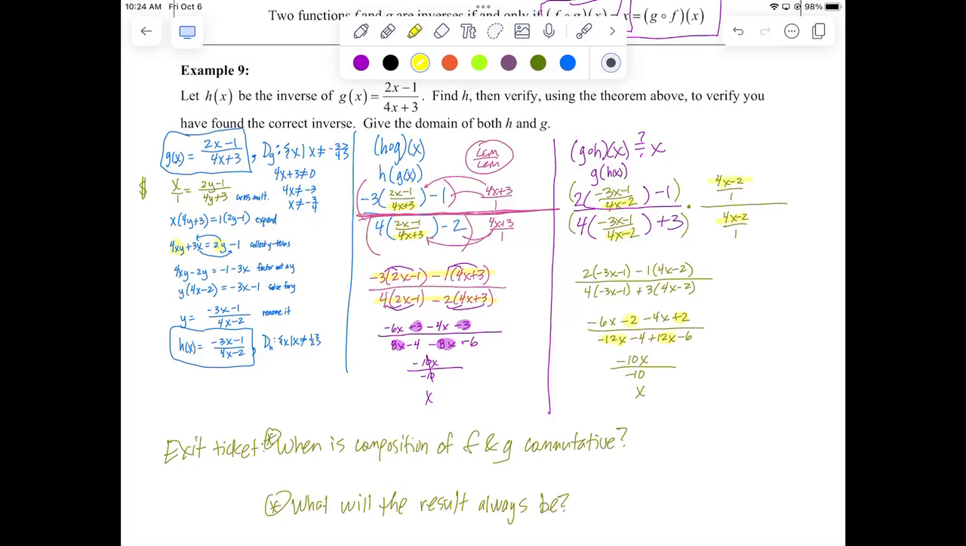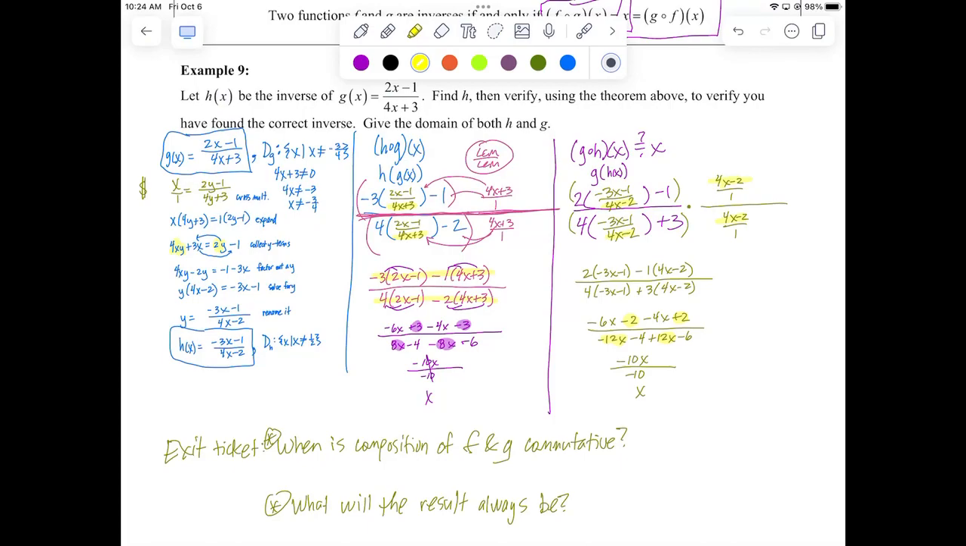Okay, walking you through the composition. You got g on the outside. g is 2x minus 1 over 4x plus 3. So in place of x, I put the open receptacles first. And then in place of there, I put h of x, which is this monstrosity right here, negative 3x minus 1 over 4x minus 2. All right, so now I have a complex fraction. The miniature denominators are 4x minus 2. So I multiply by 4x minus 2 over 4x minus 2.